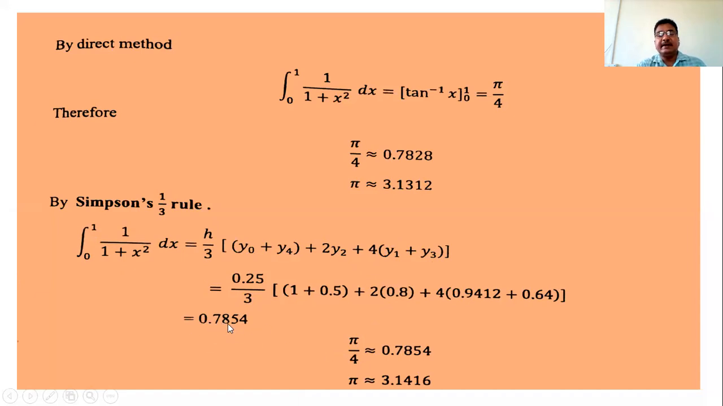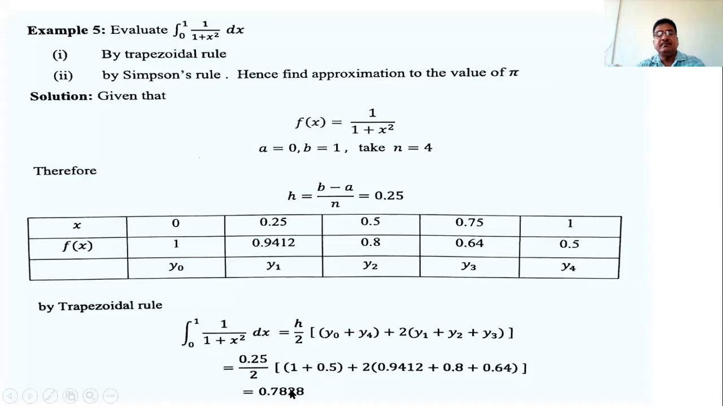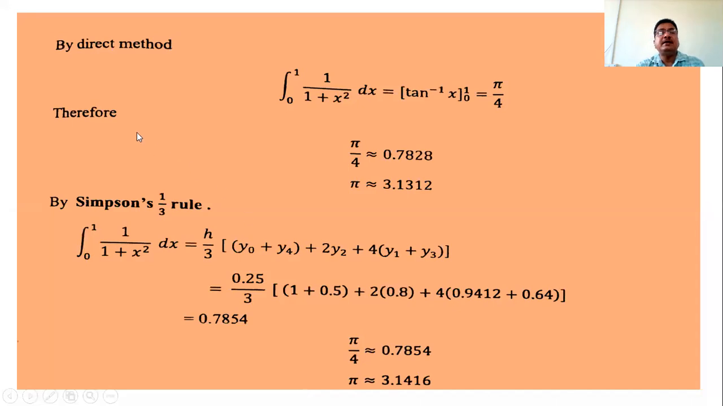So this is the value of integration 0 to 1 of 1 by 1 plus x square dx by using Simpson's 1/3 rule, 0.7854, and this is the value by using trapezoidal rule. And if we find the actual answer by the direct method, or method of rules of integration, then what is the integration of 0 to 1 of 1 by 1 plus x square dx?